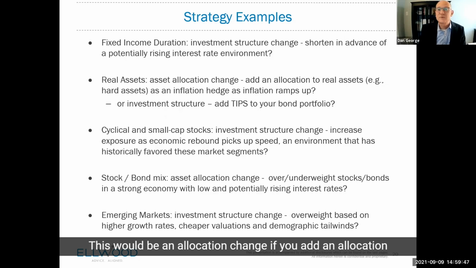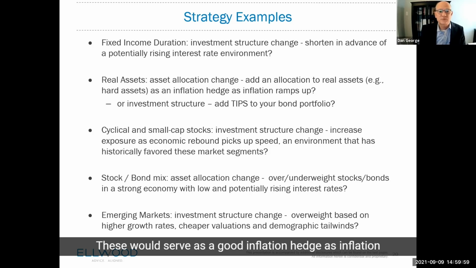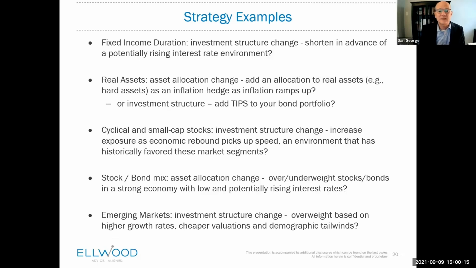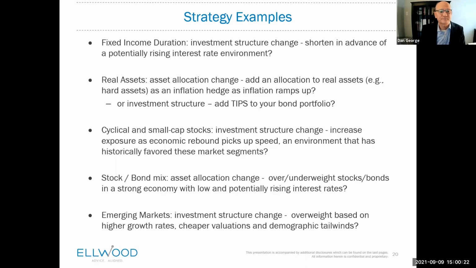Real assets, this would be an asset allocation change if you add an allocation to real assets. And by this, we mean hard assets like infrastructure or real estate or commodities. These would serve as a good inflation hedge as inflation is ramping up. Or you could pursue this inflation hedge through an investment structure change by adding Treasury inflation protected securities to your bond portfolio, which are indexed to CPI. So as inflation ramps up, these bonds are actually protected and enhanced in value from a higher CPI.